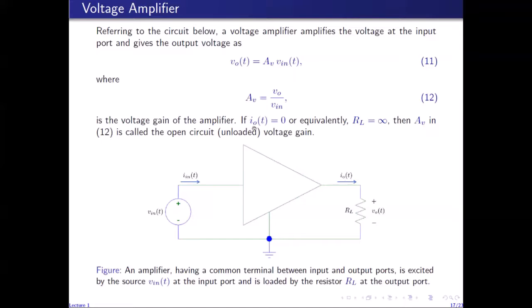So if in this circuit the output current is 0, or equivalently if we have an open circuit here, then the corresponding gain is called the open circuit voltage gain, or it is also called the unloaded voltage gain, because there is no load connected when there is an open circuit. And the unloaded or open circuit voltage gain, as I'll show later on in one of the later lectures, is different from the loaded voltage gain.